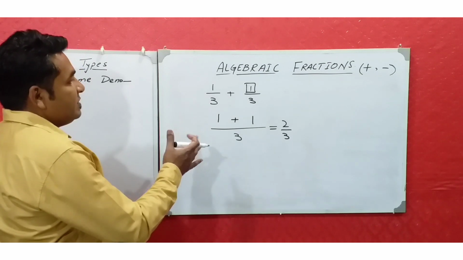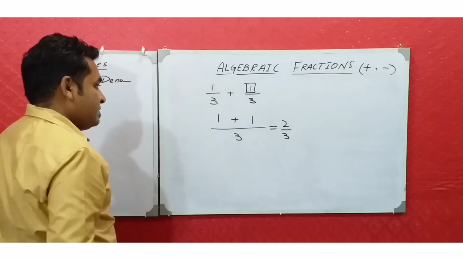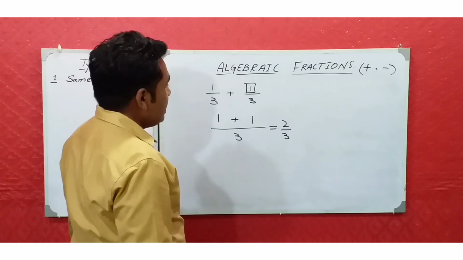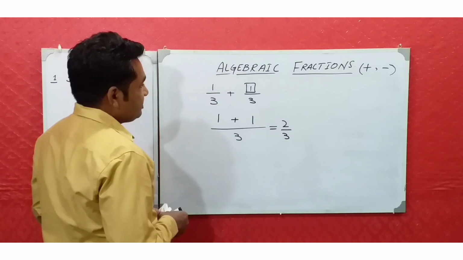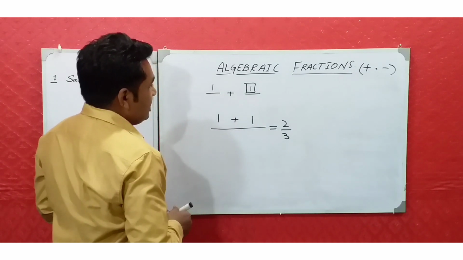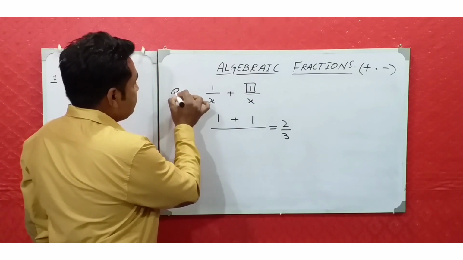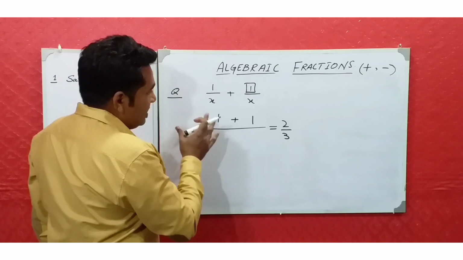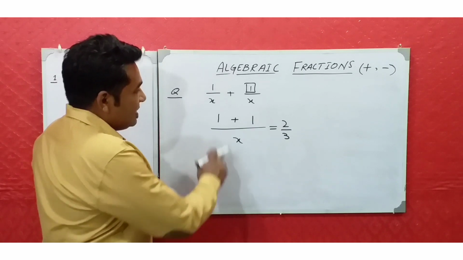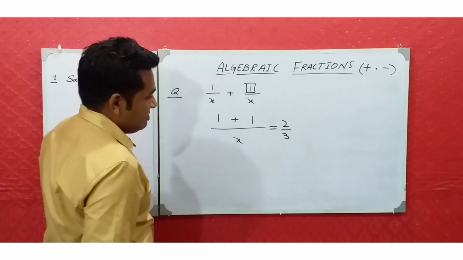In the same way, if the denominators are 7, you will take the LCM 7, and this is how we solve arithmetical fractions. Now let's convert them into algebraic fractions. For example, if instead of 3 it is x in both fractions, then x will be the LCM. Denominators are the same, so the same denominator becomes the LCM.